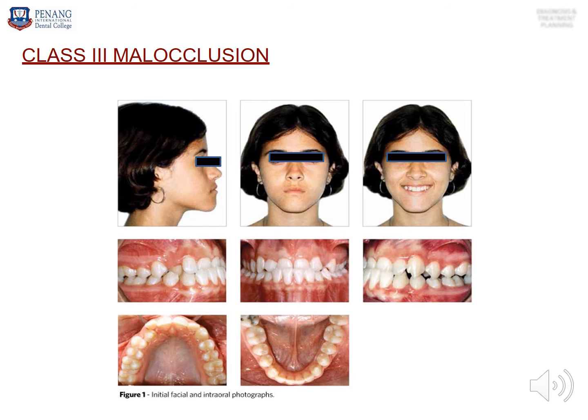Okay, now this is a class 3 malocclusion. We can see that the patient has a class 3 incisor relationship on a class 3 skeletal pattern with increased vertical proportion complicated with crowding.